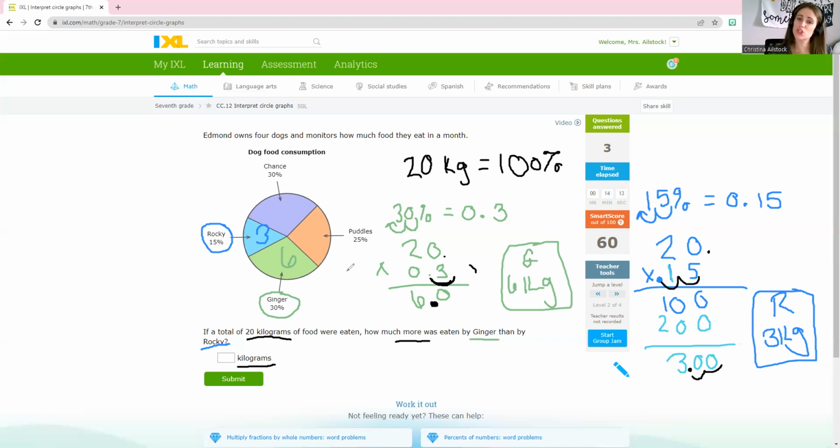Well, how much more did Ginger have than Rocky? Ginger had 6, Rocky had 3. We can subtract to find out how much more Ginger had, and 6 minus 3 is 3, giving us a final answer of 3 kilograms.